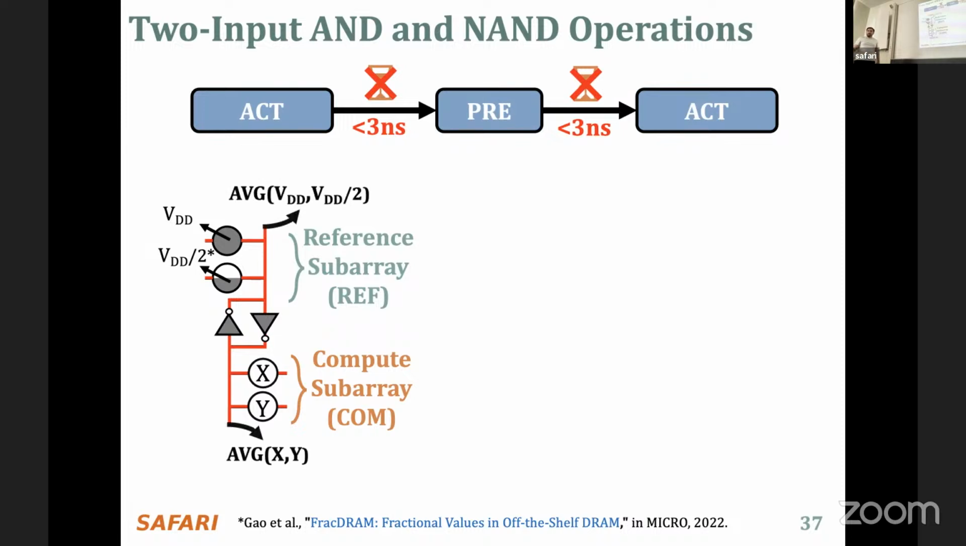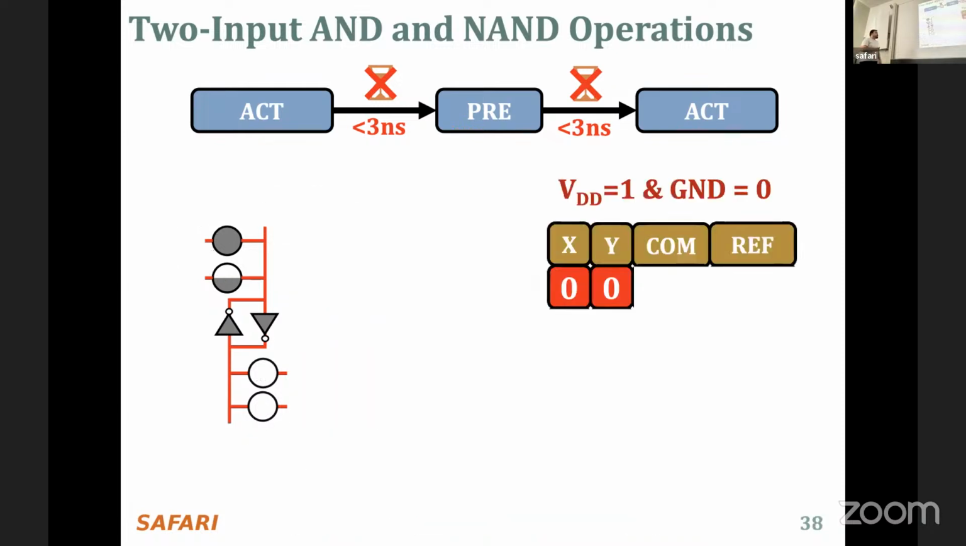For the sake of simplicity, before the sense amplifier compares the bit line voltages, the bit lines will have the average value of the cells' voltage. So in the reference subarray, when we perform this ACT command, the bit line voltage becomes the average of VDD and VDD over 2, while the compute subarray bit line becomes the average of X and Y. So let's go case by case. Since we have two cells, we will have four different cases.